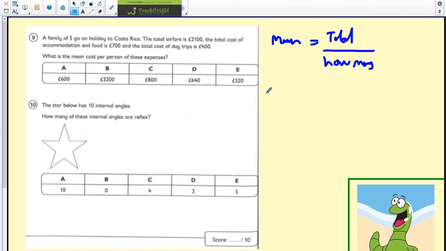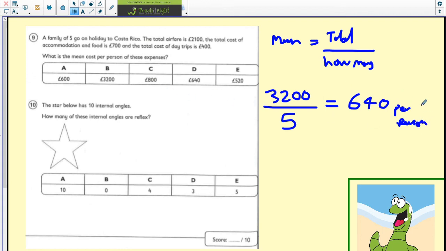So let's do the total cost first. So it's 2,100 plus 700 is 2,800, plus 400 is 3,200. So 3,200 divided by how many people? Well, in this case, it's divided by 5 people. And if we do a bus stop, you get 640 per person. And this is why whenever I'm teaching it, I teach mean as the average. And so what we've worked out is the average cost per person.